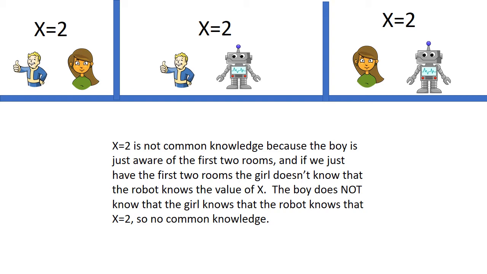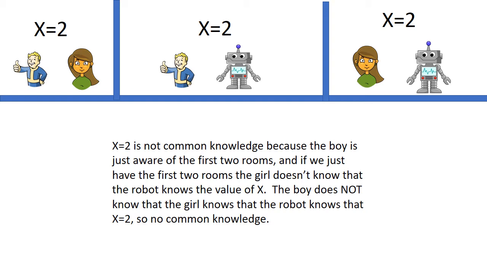So we have 3 rooms. The boy is just aware of the existence of the first 2 rooms. He thinks there could be more rooms, but maybe not. He can't be sure. So from the point of view of the boy's brain, the only rooms he's certain of are the first 2.